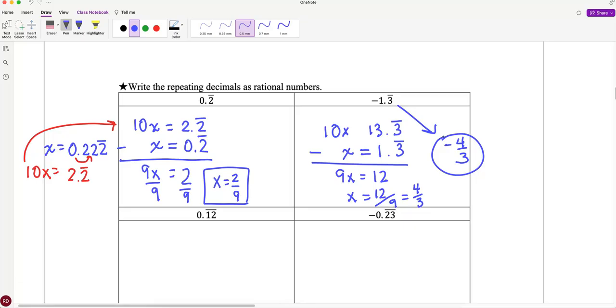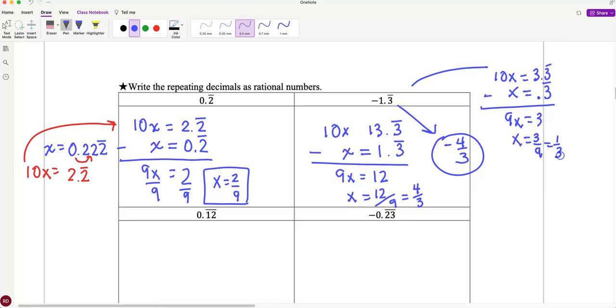Now the other way you could have done this is you could have just focused on the 0.3 repeat. So if I say x equals 0.3 repeat, then 10x is 3.3 repeat. Set up the subtraction. 9x equals 3, x equals 3/9 or 1/3. So it tells me that this part right here is just 1/3. So that makes this number negative 1 1/3. So either one of those would have been a good, correct answer.